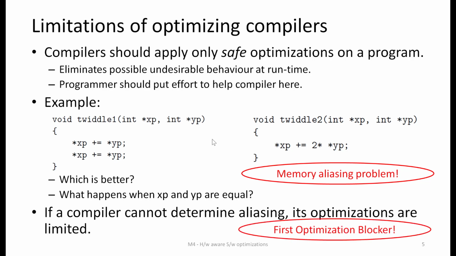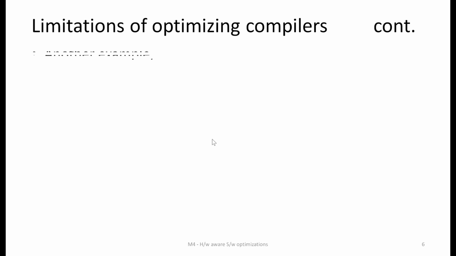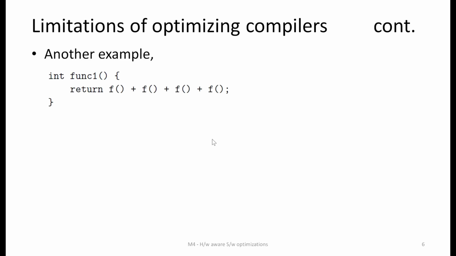So this is the first optimization blocker. Let's look at another example. Here we have a function called function1, which is in turn calling another function f 4 times, summing them up and returning that value. Now we can think about replacing function1 with another function2, which directly returns 4 times the value given by function1. It might look like a trivial optimization, but there is a catch.